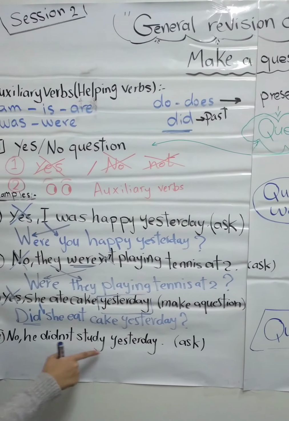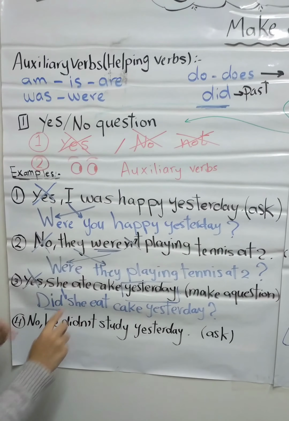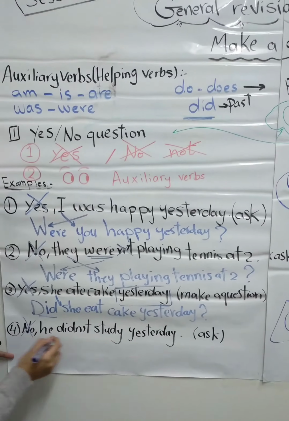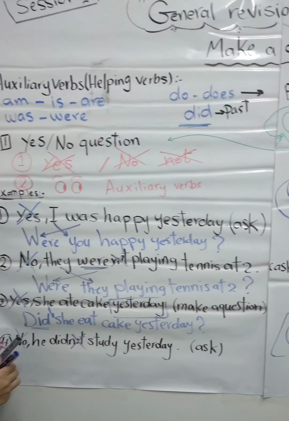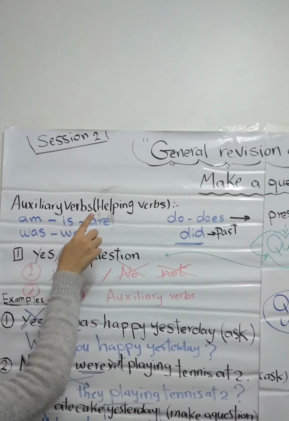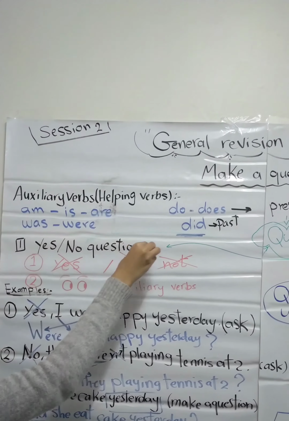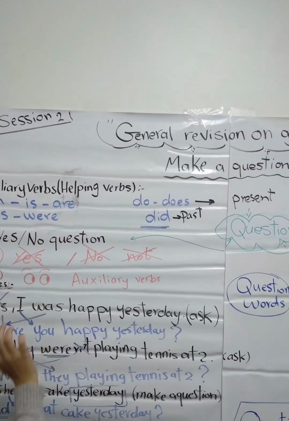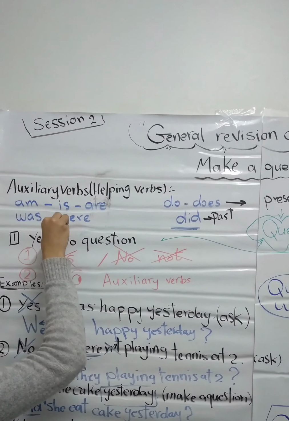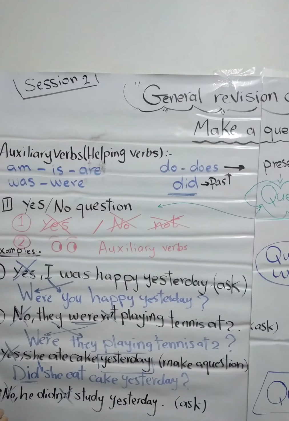Number 4: no, he didn't study yesterday. Here step number 1, cancel no and not. Step number 2, search for auxiliary verb or helping verbs: am, is, are, was, were, and if they don't exist I put do, does, و did. لو دول am و is و are was were مش موجودين I put do, does, و did. أحط do, does, و did من عندي.